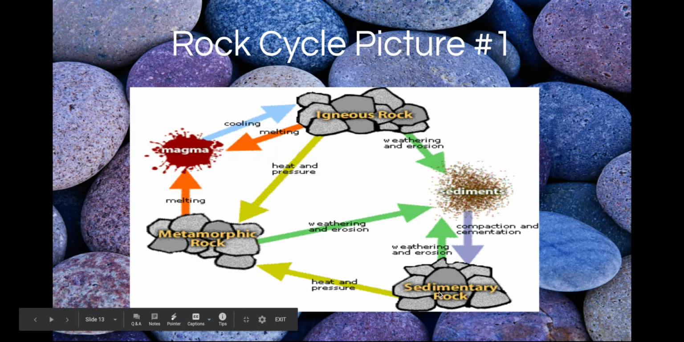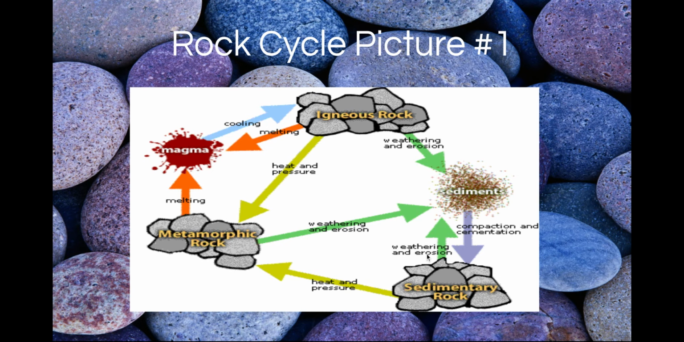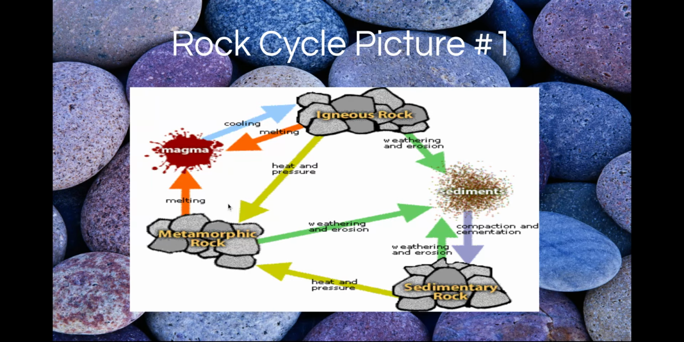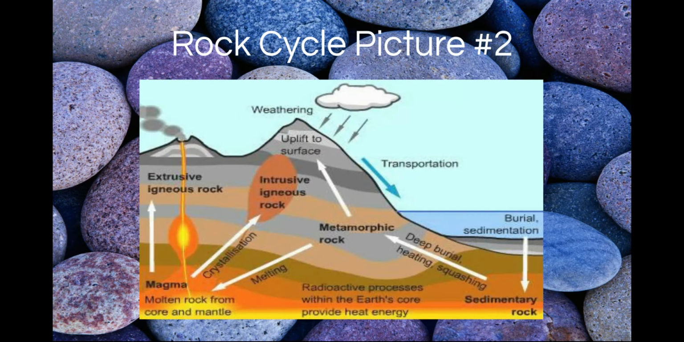Now, sedimentary rocks can also be weathered and eroded and broken right back down into sediment. And they can be buried so deep under so many layers that they can succumb to heat and pressure and become a metamorphic rock. So notice arrows going every which way. Now think about these processes as we look at a couple other different pictures of rock cycles.